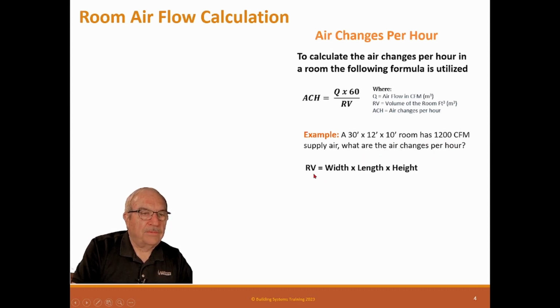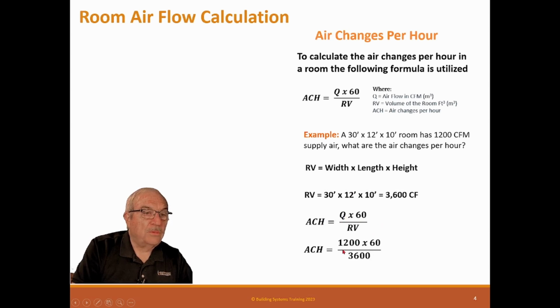Well, the room volume is the width times the length times the height, which in this case is 30 times 12 by 10, which equals 3,600 cubic feet. So the formula is ACH equals Q times 60 over RV, which is 1,200 CFM times 60 divided by 3,600, and that equals 20 air changes an hour.